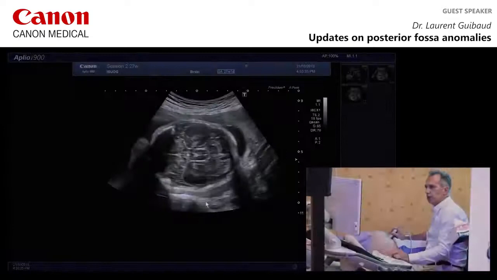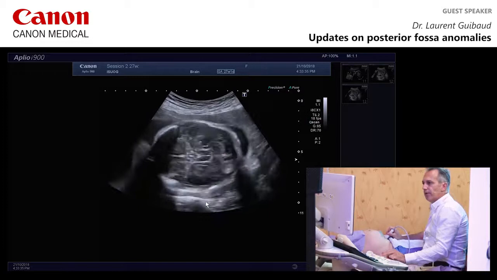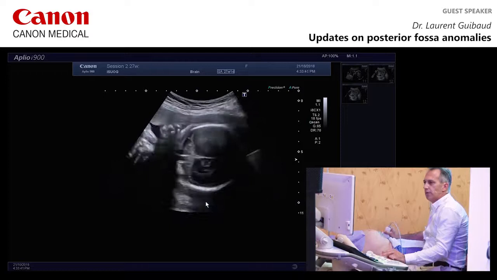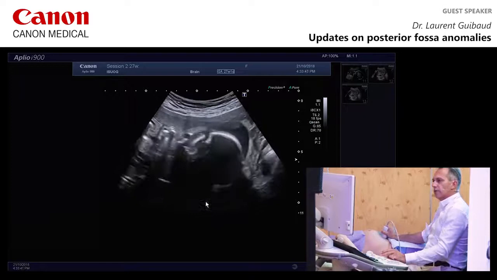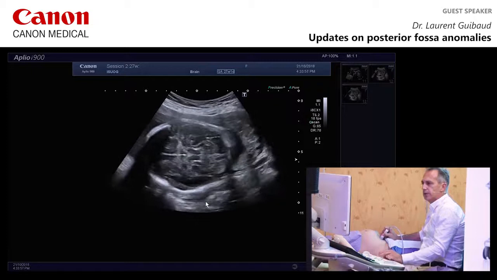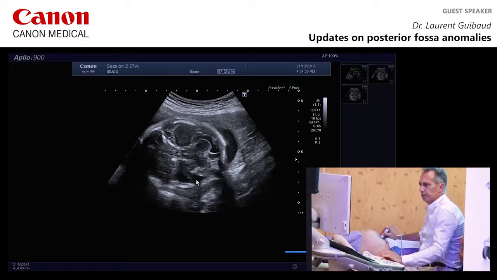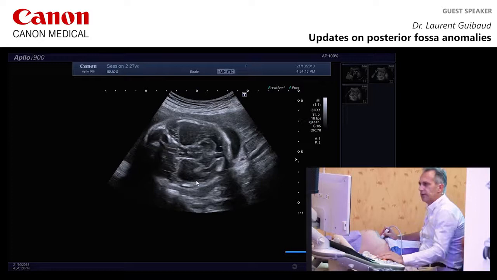So just to show you that when I scan, I go from top to down, and you see that the midline stays in the midline. It's very important because of that, I can move my probe in my hand, and I have a perfect, not perfect, but more or less axial coronal plane, and I move back to the axial plane. And so we are discussing the posterior fossa. So here is the posterior fossa, and you can see that you have the two hemispheres, and that they are symmetric.